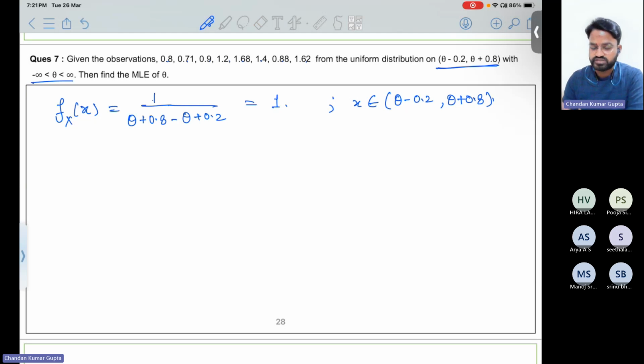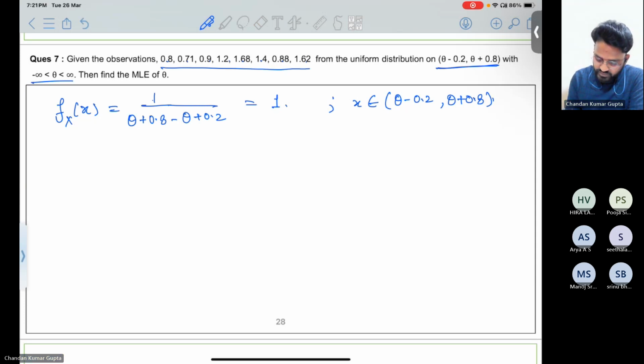So that method is not what we will use. It is already given here. So the x will be what? Like theta minus 0.2, and the minimum value of these, the first one, is 0.71. We may write again, ordering the sample values.